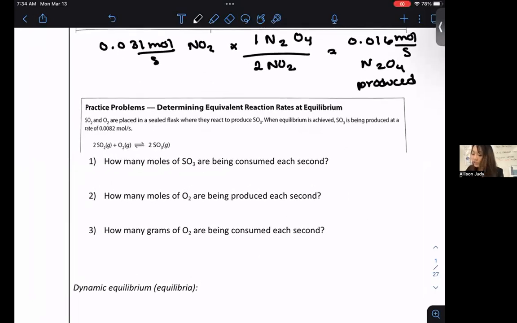When equilibrium is achieved, the rate of the forward is equal to the rate of the reverse. SO3 is being produced at a rate of 0.0082 moles per second. How many moles of SO3 are being consumed each second?